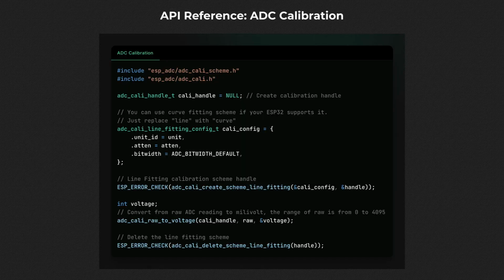We create a calibration unit handle and then configure a fitting scheme. The curve fitting scheme is available for the ESP32-C3 and subsequent products, and we would use a line fitting scheme in this example. The configuration must match what we've configured for the ADC channel. After this, you can convert the raw reading to a voltage level in millivolts.